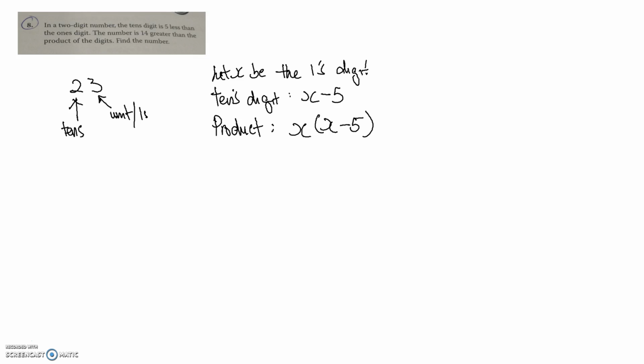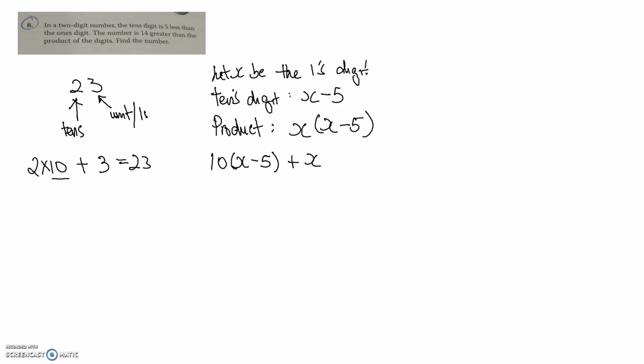Now, we know that the tens digit is x minus 5. So how do we put it into place? Looking back at 23, it's 2 times 10 plus 3, and that's where the tens unit comes from. So the same thing happens. Where x minus 5 is the tens digit, we take x minus 5 times 10 plus x. This is the two-digit number, 10 times x minus 5 plus x.